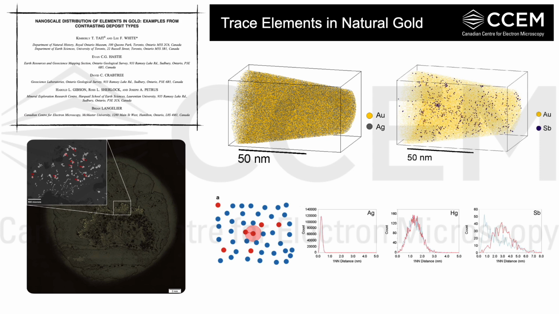So for this, we selected a piece of gold from the McLaughlin deposit, located in the Knoxville mining district of the Coast Range of Northern California. And this deposit is relatively young, so around 2.2 million years old, and it's an epithermal hot spring deposit.